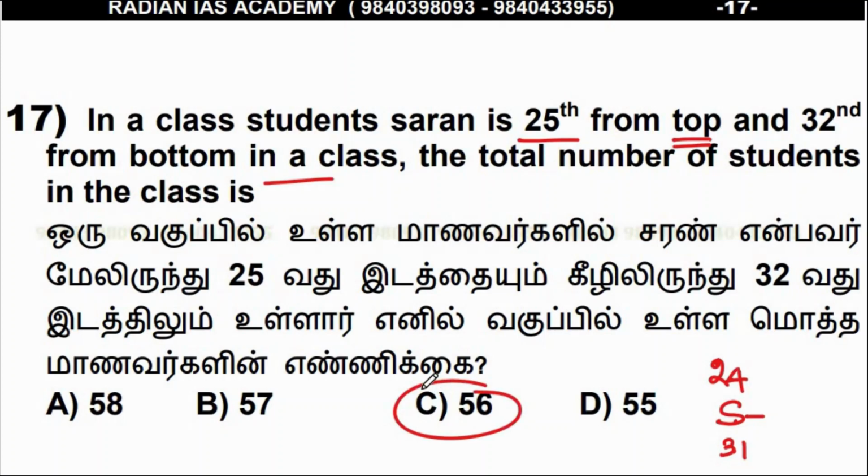Such basic questions, but many answered differently. Now, understood my explanation? He is 25th from the top, therefore 24 persons above him. He is 32nd from the bottom, therefore 31 persons below him. So therefore 24 plus 31 plus him. So the answer is 56. Next question.